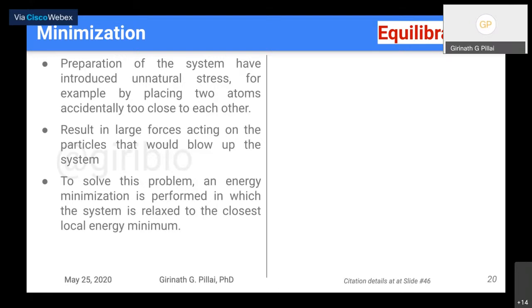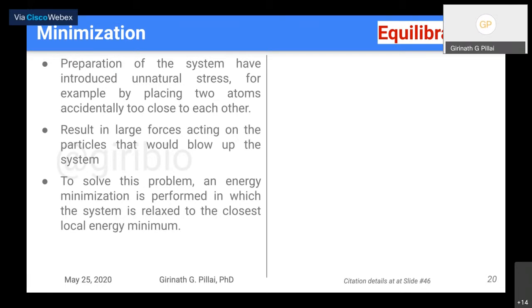atoms to get started. So for that we do minimization. For minimization, we don't do a very long range calculation, we do a short range calculation. We want to prepare the system, as it may have unnatural stress, for example by placing two atoms accidentally too close to each other. But now the algorithms are much more advanced, and they take care of overlapping of atoms and others. But still, they can result in large forces acting on the particles that would also blow up the system.